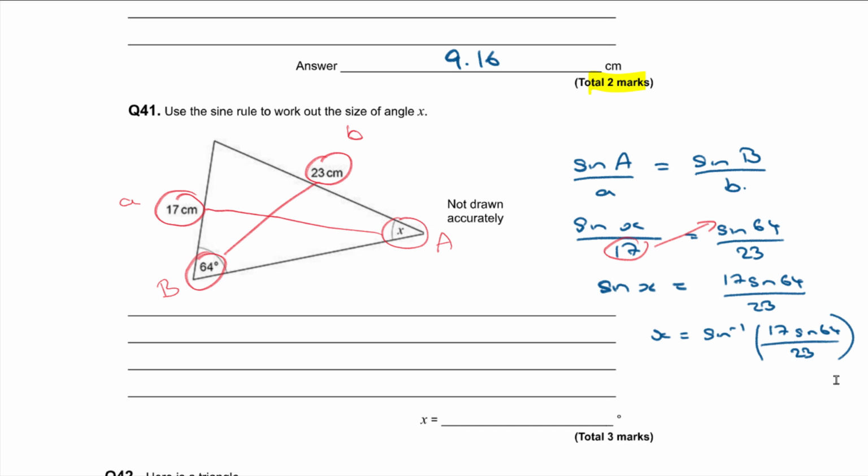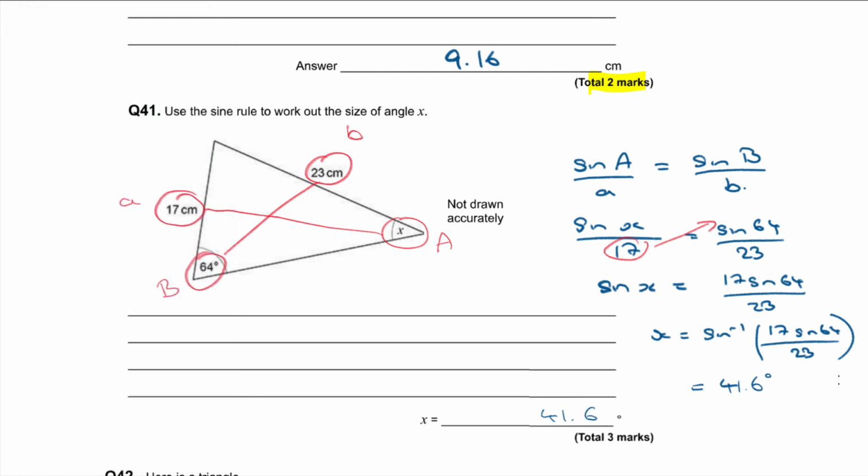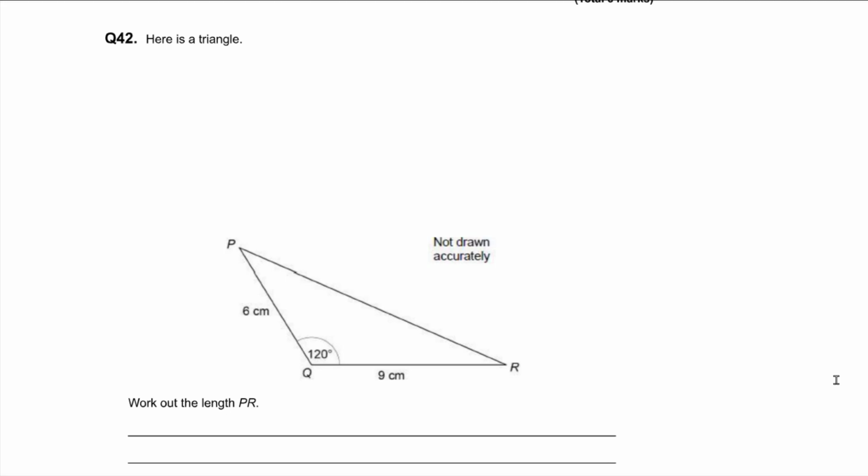Okay, and that's what I'm going to type into the calculator. So shift sine 17 sine 64 over 23. Just close bracket, close bracket. Okay, make sure I put the brackets in the right place, I think. And that comes out to be 41.6 degrees to 3 significant figures, or 1 decimal place. So 41.6. Question 42, here is a triangle.